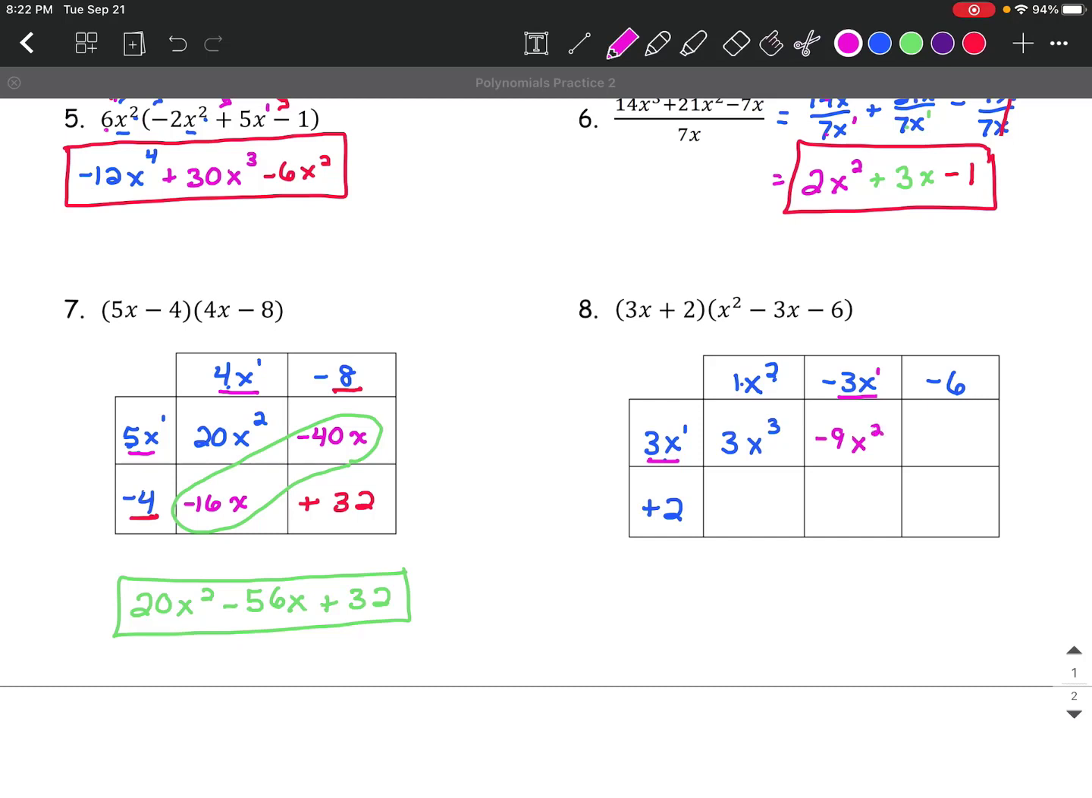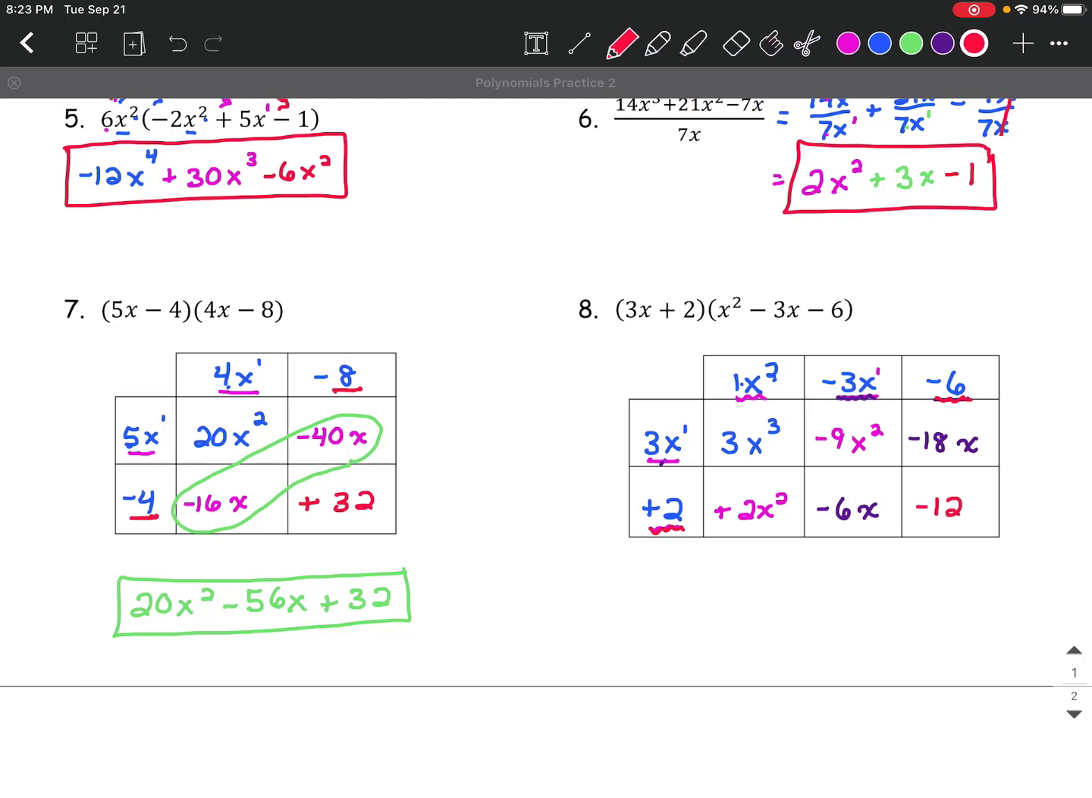There we go. Now we're going to have 3x times negative 6. 3 times negative 6 is negative 18. Keep the x. All right, we're going to move down now. 2 times x squared. That's a 2x squared. Okay. Then we're going to do 2 times negative 3x. 2 times negative 3 is negative 6, and I just have an x to the first. And finally, positive 2 times a negative 6 is negative 12.